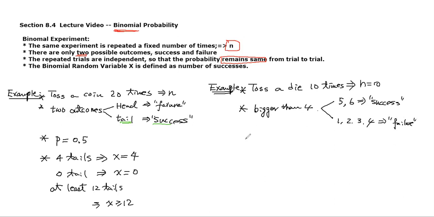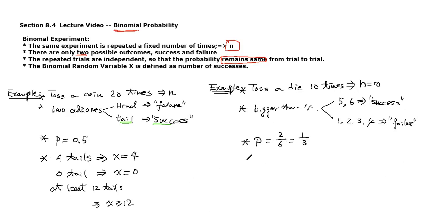Then the next thing they will tell you is the p. The p here is the probability of getting a 5 or 6, so p is 2 over 6, which is 1/3, right? The first time I toss a die, what is the chance I'm going to get a number bigger than 4? 1/3. The second time, still 1/3. The fourth time, still 1/3. So I know this experiment is a binomial experiment.